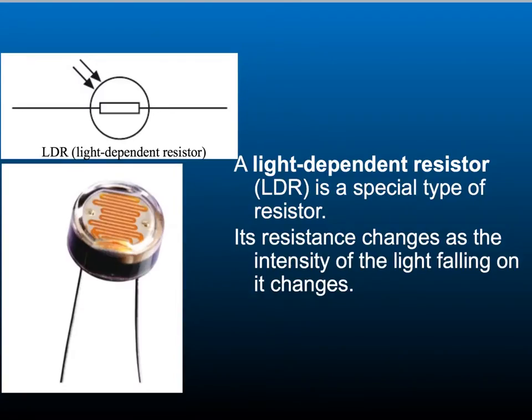Okay, now we're going to talk about different components that we can add into our circuits. This one here is an LDR, or a light dependent resistor. It's a special type of resistor, and its resistance changes as the intensity of light falling on it changes.